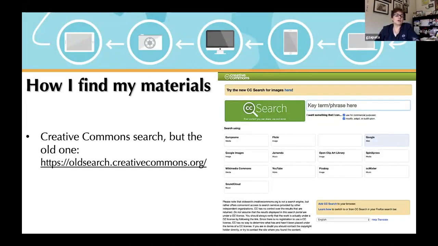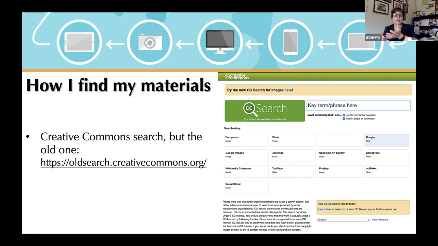So what I usually start with is the Creative Commons search engine, but I always use the old search because they have a new one and I really don't like it. So what I usually do is I type the key term or the phrase here in the search slot, and then I always start with Google. When you start with Google, you can find all kinds of images. You can find also articles and newspapers and things like that.